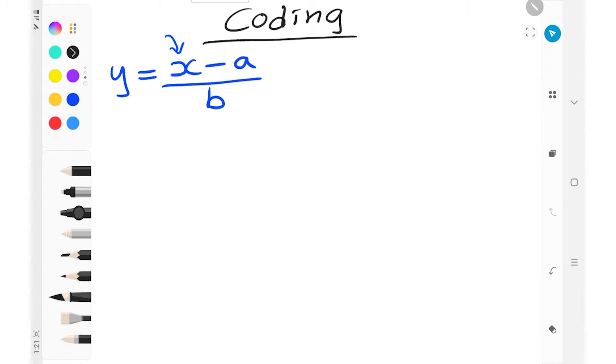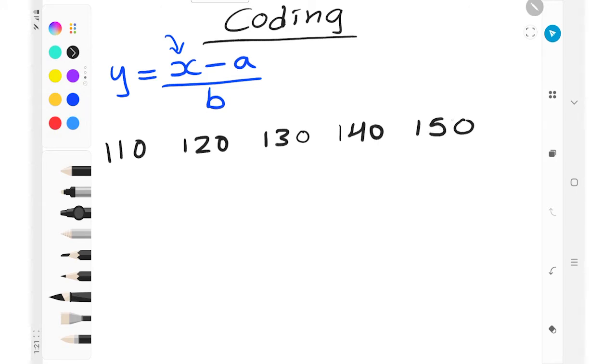So let's say I have the following lengths: 110, 120, 130, 140, and 150. So I have these data. I need to find the mean for them.